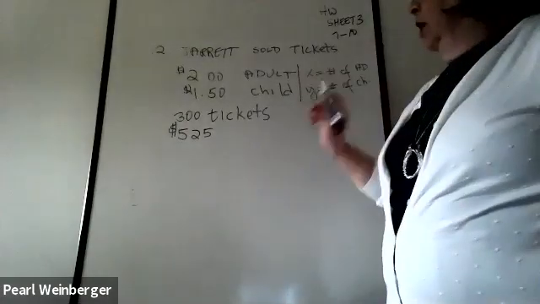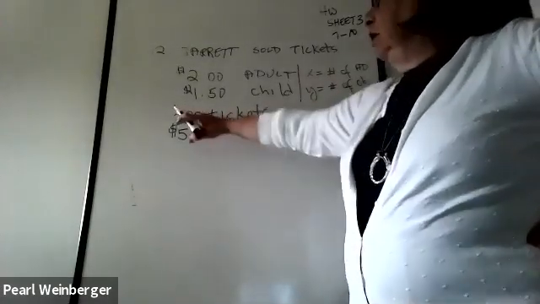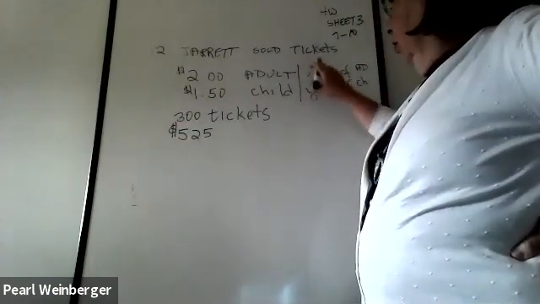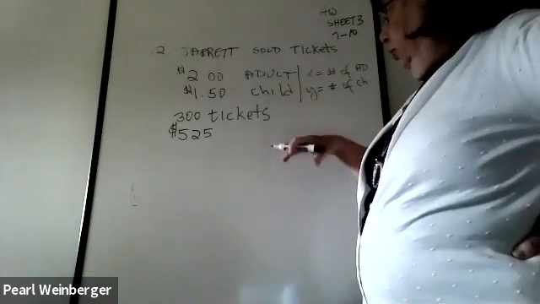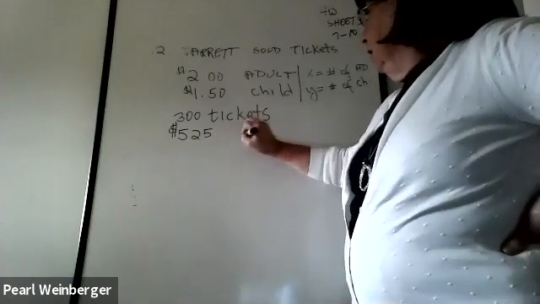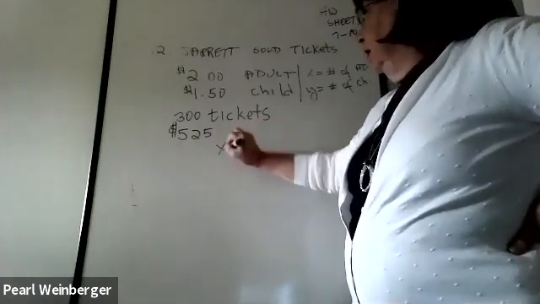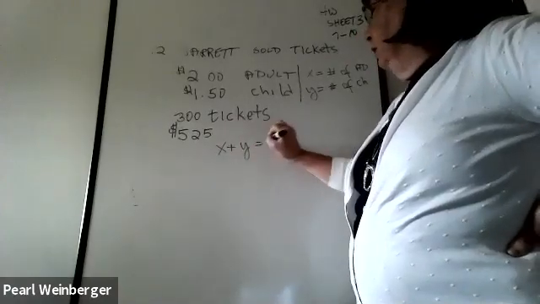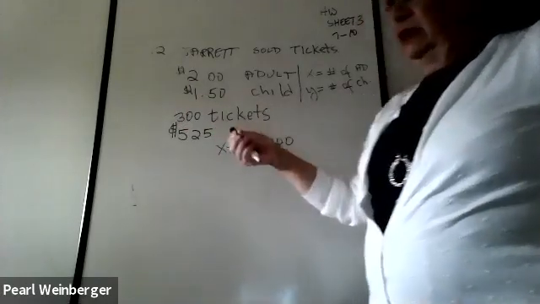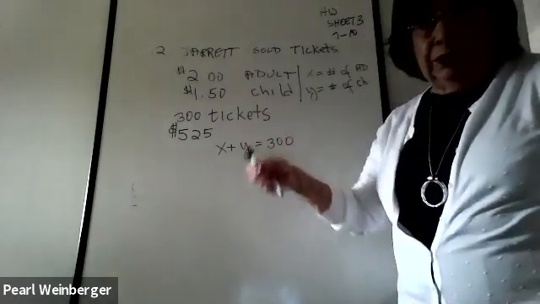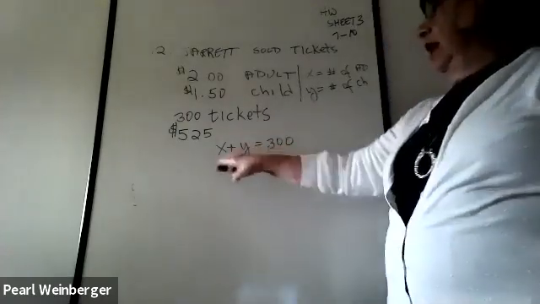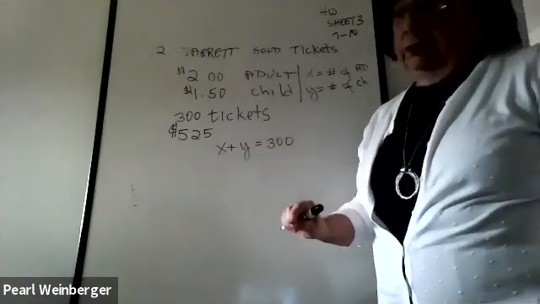Okay. Our first step is that we know that 300 tickets were sold. That means the total amount of adult and children tickets is 300. So my first equation becomes X plus Y equals 300. Again, just like before, the number of tickets has nothing to do with how much each of the tickets cost. It's just how many they are. So therefore, X plus Y equals 300.